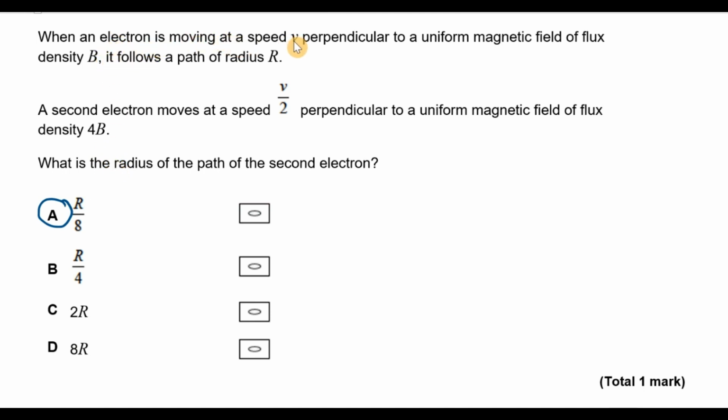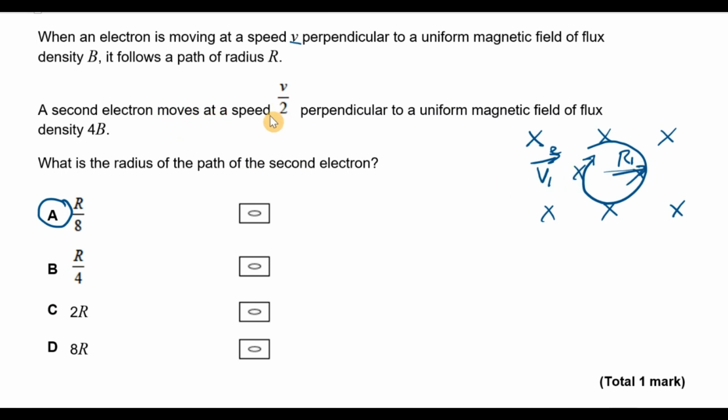When an electron is moving at a speed v perpendicular to a uniform magnetic field of flux density B, it follows a path of radius r. So let's just quickly draw a magnetic field going into the page as shown by the crosses, and the electron would move in a circle, in this particular case in a clockwise direction, and we're told a radius r, and we'll give it an initial velocity v1. So radius r1 and velocity v1.